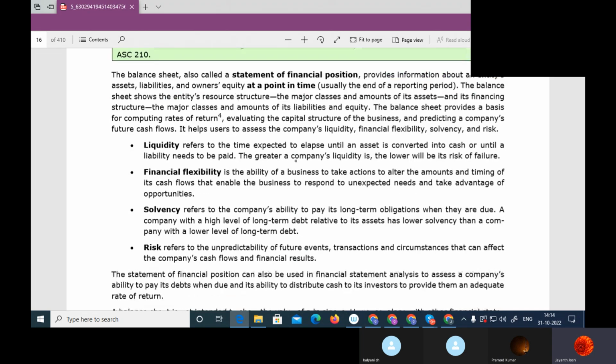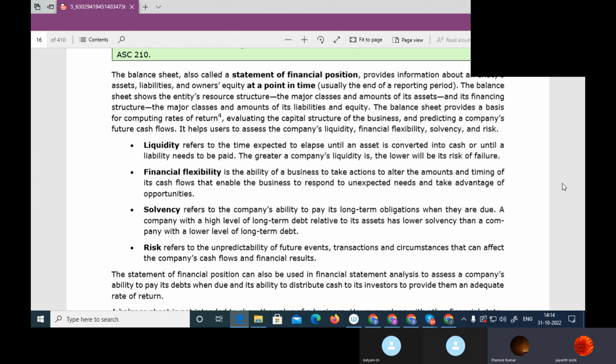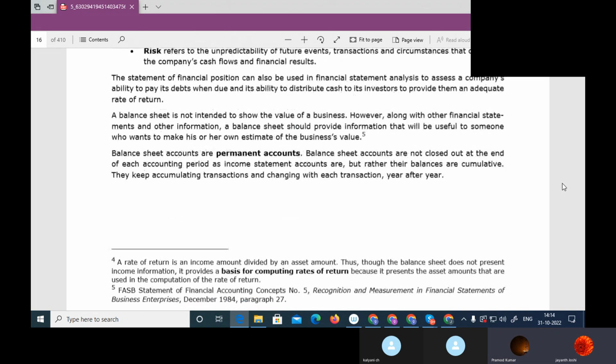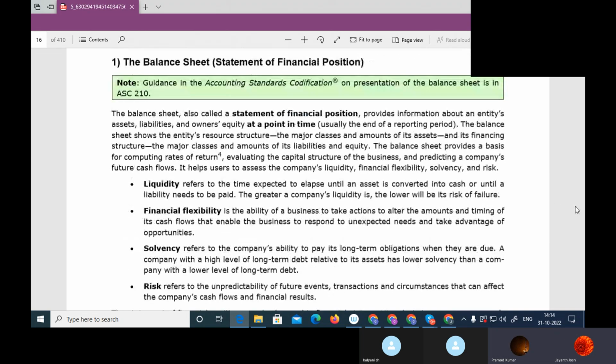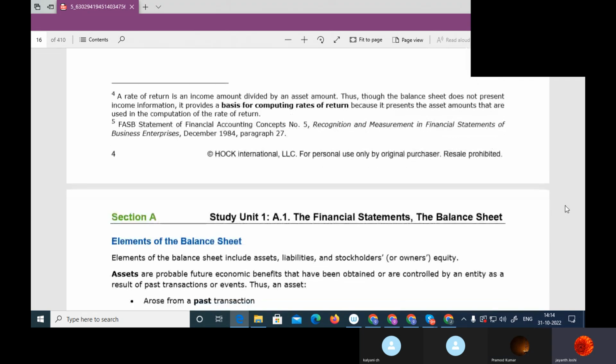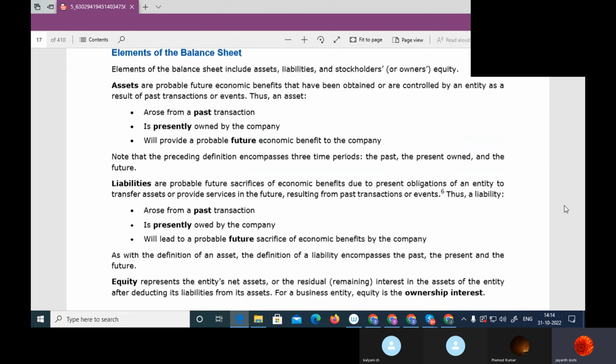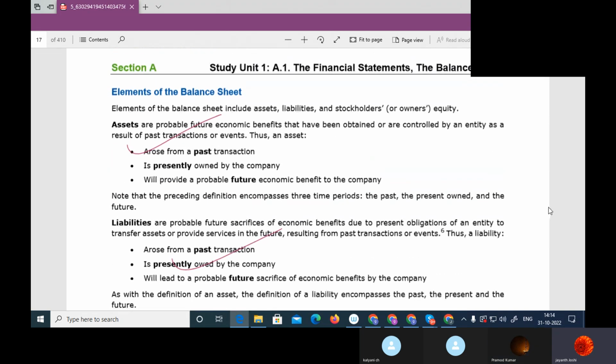Then we'll discuss why we prepare a balance sheet and what we want to know from it. What does an investor look into in a balance sheet, or what idea does he get about the company's position from the balance sheet? Or is it only what he sees in general? I will explain that. Asset is what we have discussed. What is a liability?